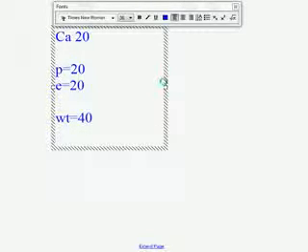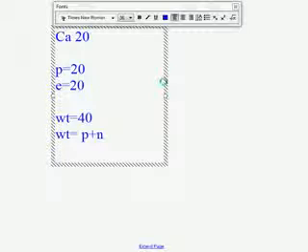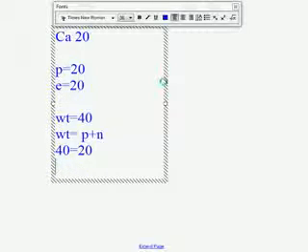Okay, let's go ahead and do it. Weight equals protons plus neutrons. If I know that the weight is 40, and I know that the number of protons is 20, therefore the number of neutrons must also have been 20. Let's put that in there just so you remember. Very simple. So the number of neutrons in calcium had to be 20.